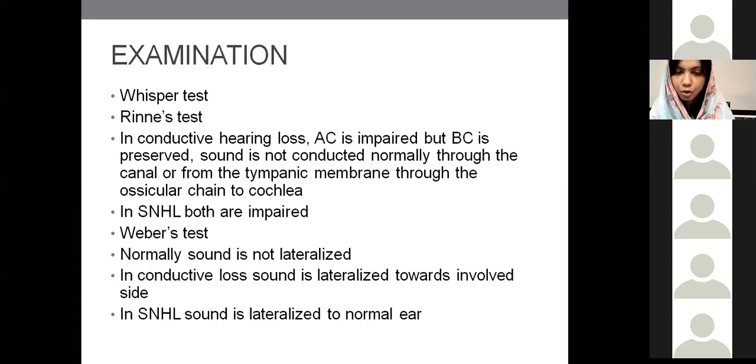Weber's test: normally the sound is not lateralized. In conductive loss, the sound is lateralized towards the involved side. In sensorineural hearing loss, sound is lateralized to the normal ear.